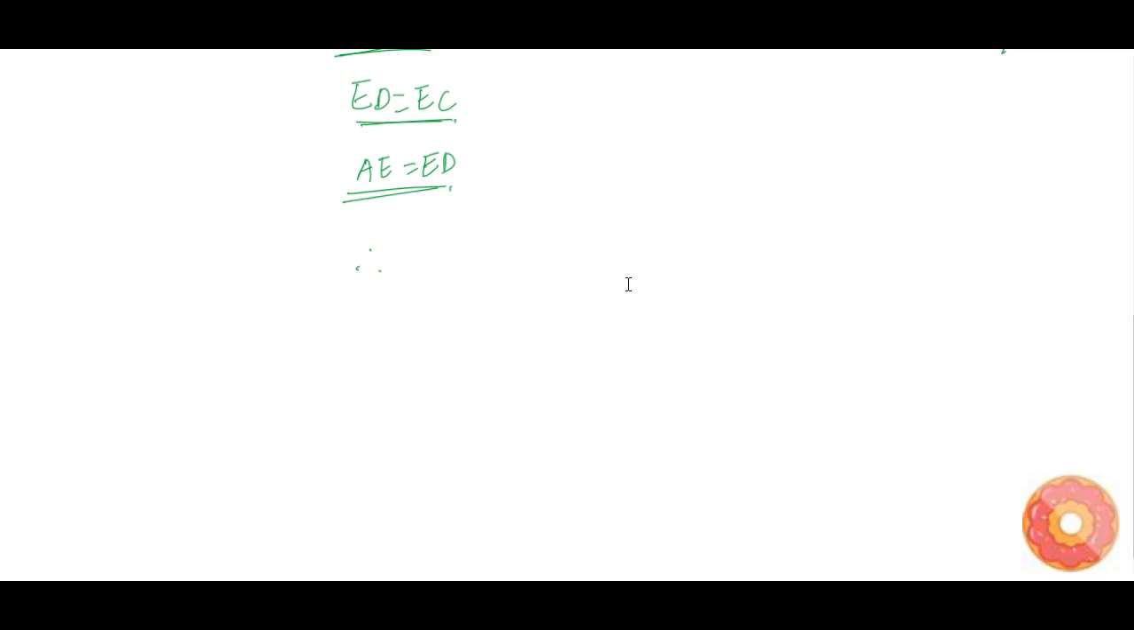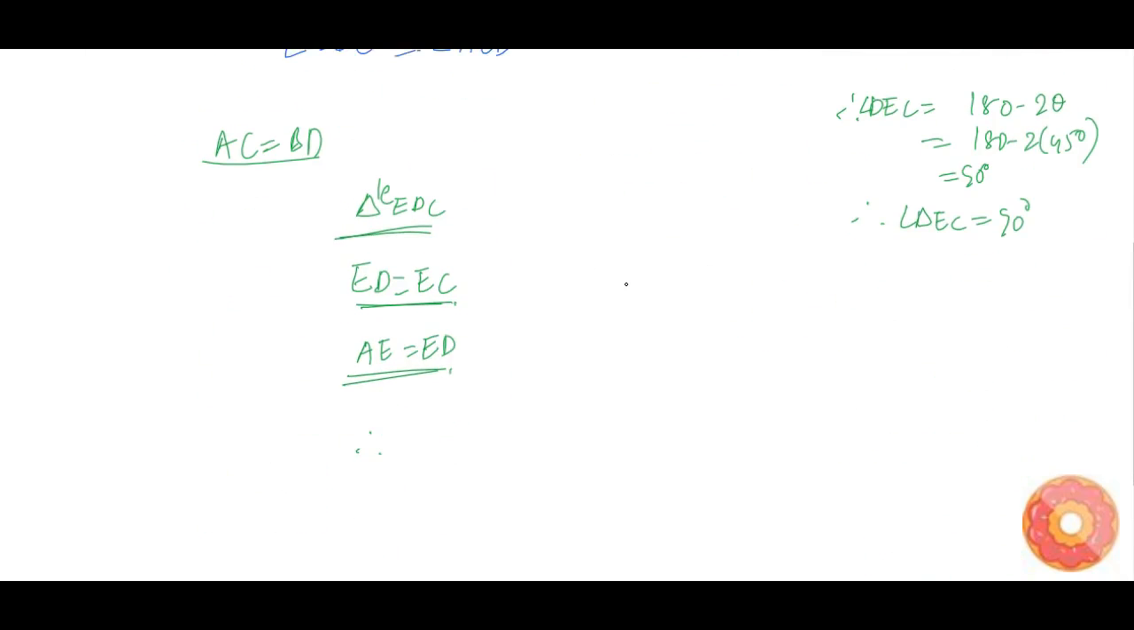Therefore, AE is equal to EC, which is equal to half of AC, which means these diagonals bisect each other at 90 degrees. This is our answer.